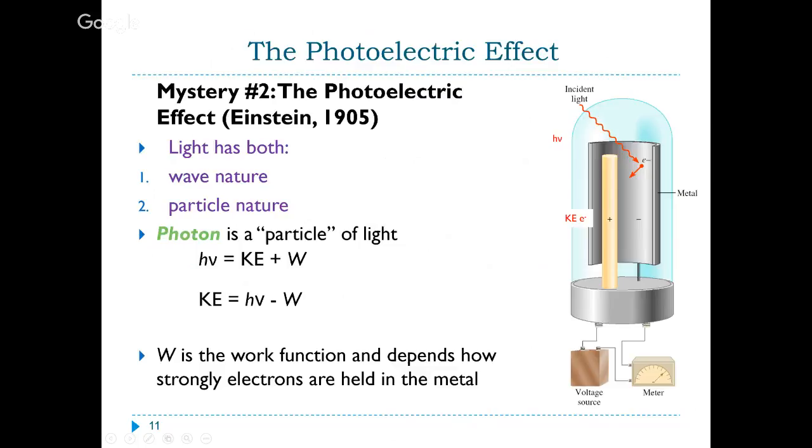Because of this, Einstein showed that light is both wave and particle in nature. We call particles of light photons. And this says that the energy of light is going to be equal to the kinetic energy of the electron plus what we call the work function of a specific metal. Your work function is how tightly your particular metal is holding on to your electrons.